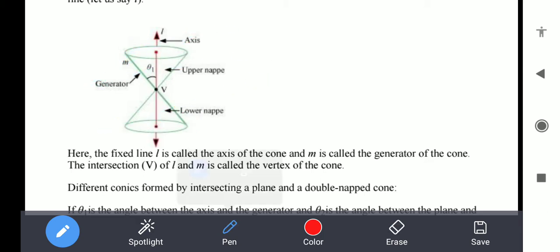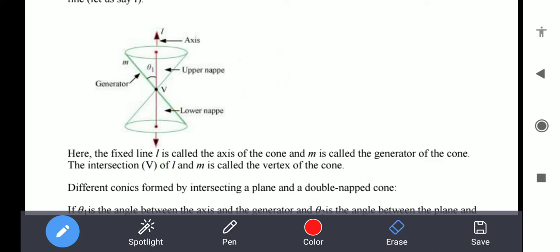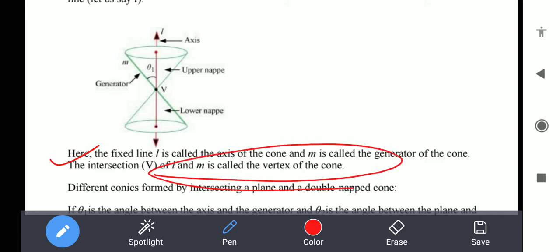Here, the upper nap and the lower nap. L is the axis and M is the generator because it generates the double napped right circular cone. Here the fixed line is called the axis of the cone and M is called the generator of the cone. The intersection V of L and M is called the vertex of the cone.